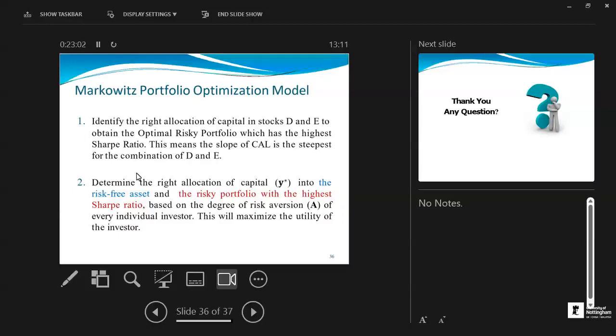Once you have created an optimal risky portfolio, in the next step you have to determine the right allocation. You introduce the risk-free asset and then determine the right amount to allocate in the risk-free asset and the remaining to the risky portfolio, taking into account the risk aversion of an individual investor. The risky portfolio is the one that has the highest Sharpe ratio, and as long as the portfolio you hold lies on the blue line, which is a combination of the risk-free asset and the risky portfolio, you will always hold the optimal portfolio.